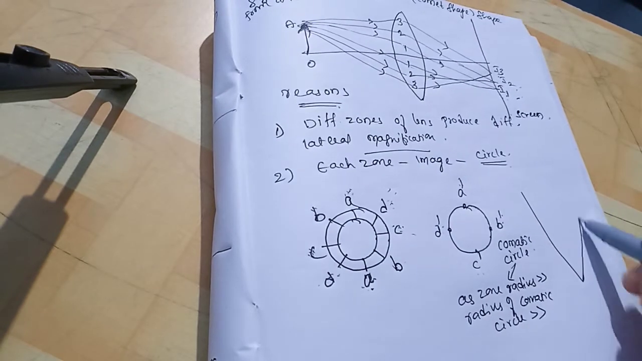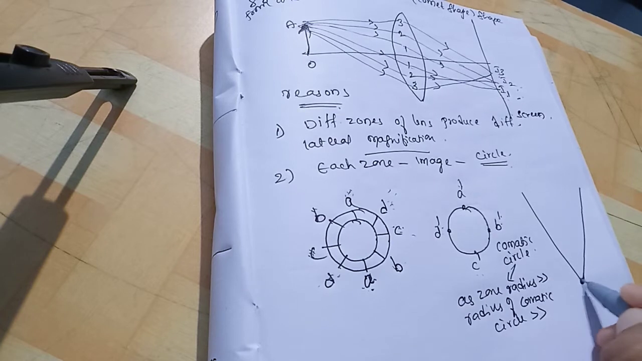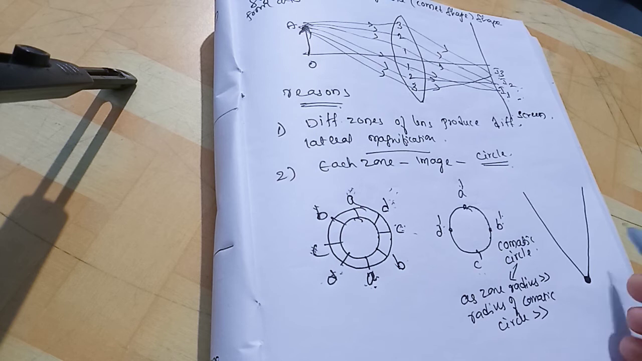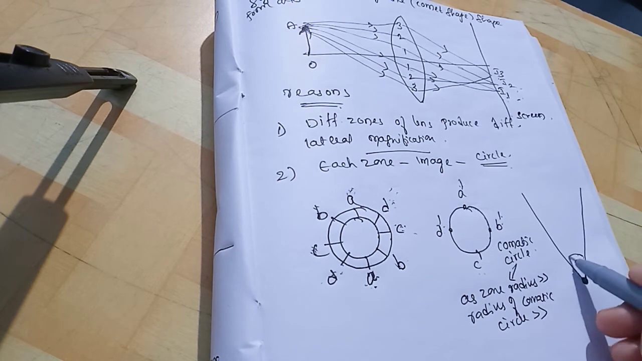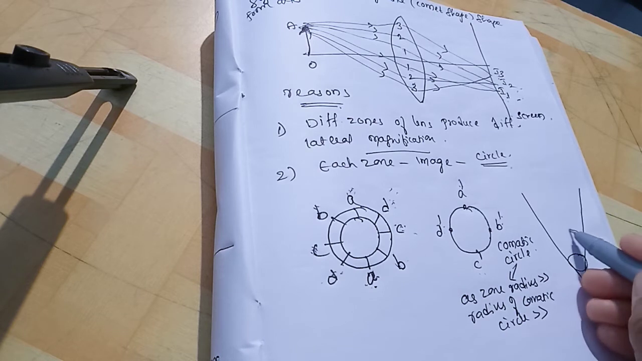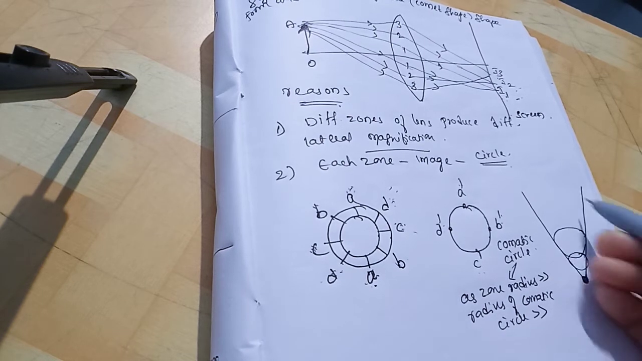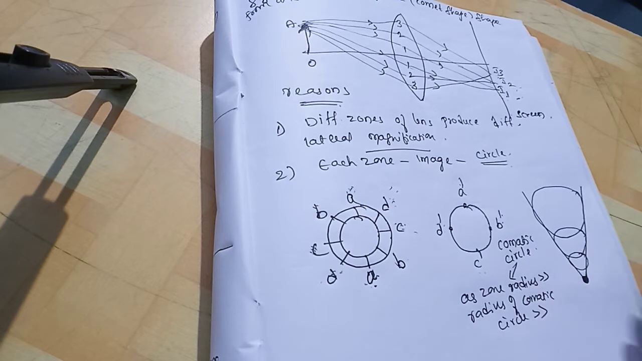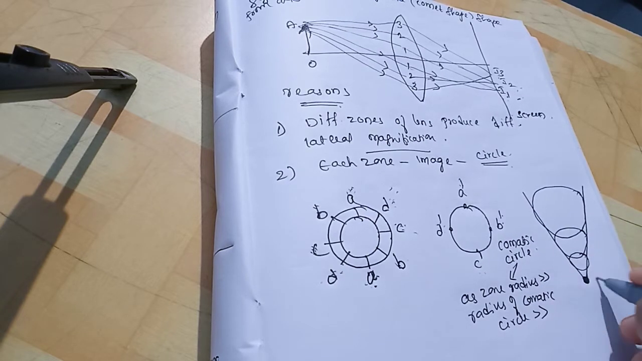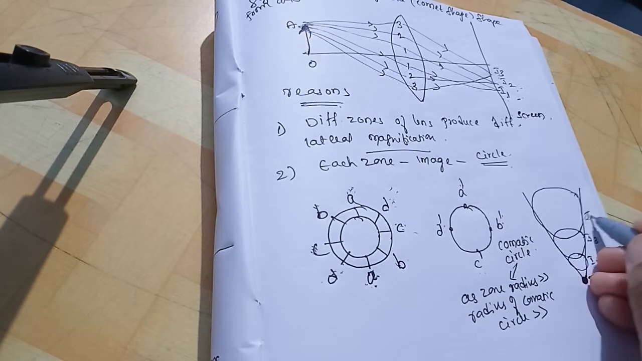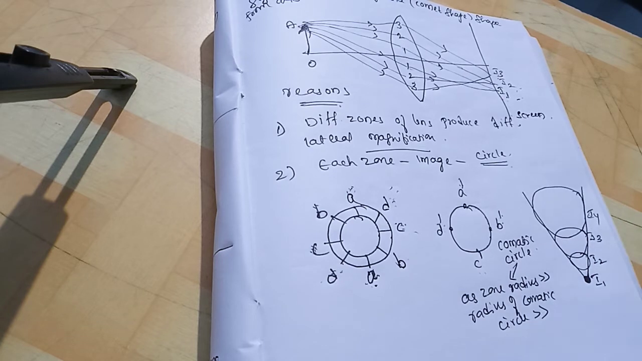Now let us see. In starting, it will be like point size. Now for second zone, the radius of circle has increased. For third zone, it has increased more. For next zone, it has increased more. Right? So for I1 it is point size, I2 the circle radius has increased, I3, I4 in such a way.